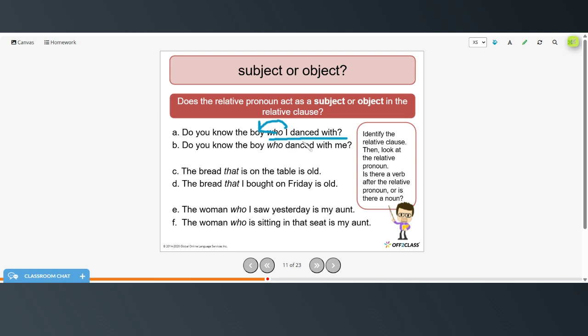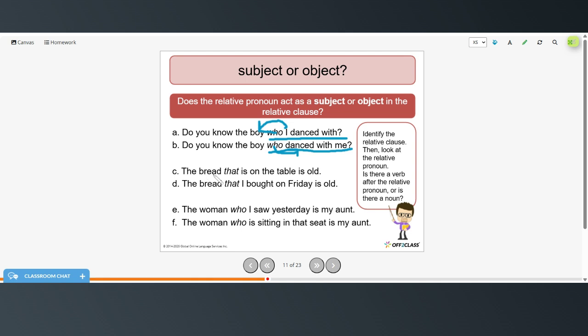And so there is a noun after the who. Do you know the boy who danced with me? So here, who danced with me is the relative clause, and the relative pronoun who is followed by the verb danced.